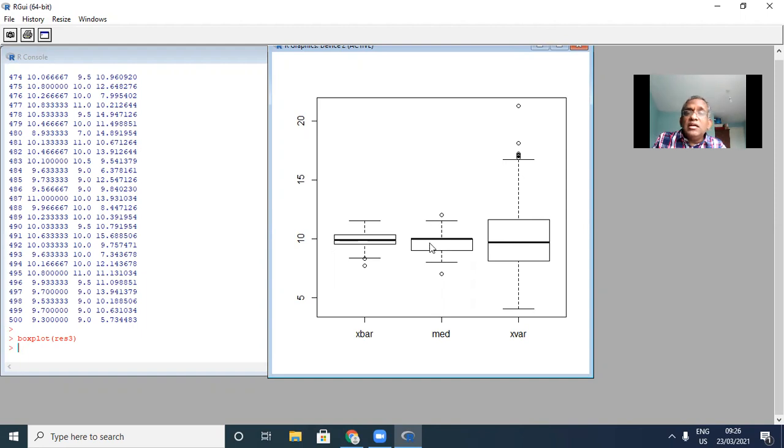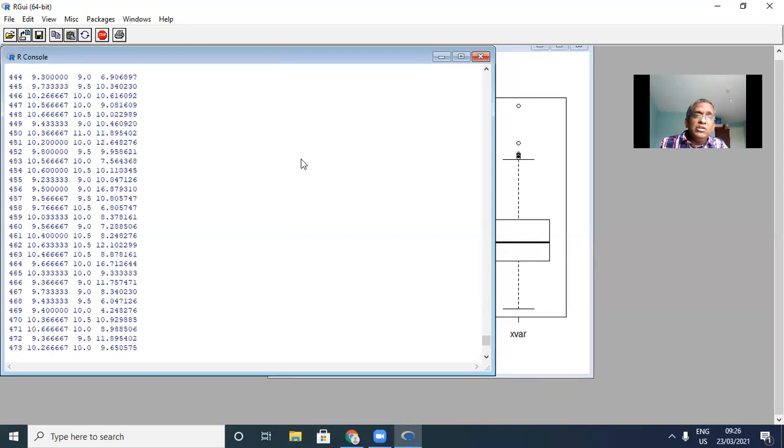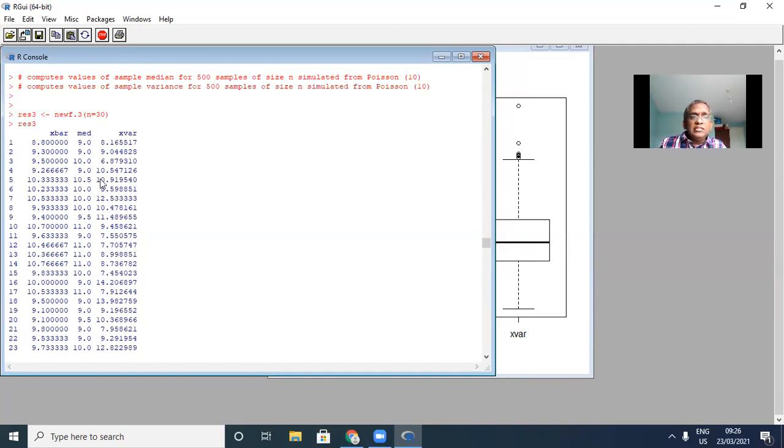The second box plot is kind of weird. The reason for that is, if you look at the simulated data, let me show you. If you look at the second column, which is the sample median, it can only take integer or half integer values.